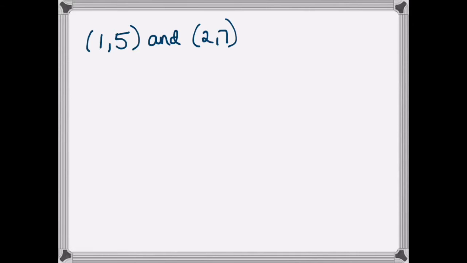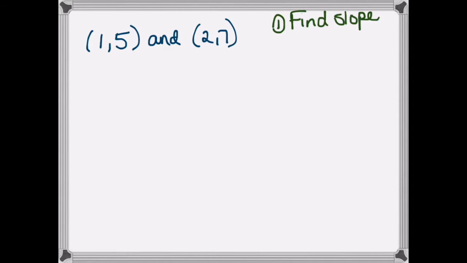So today we're going to be trying to figure out how to find the equation of a line between 2 points. So we'll start with (1, 5) and (2, 7). These are two coordinates that I know are on the line. So the first thing I want to do always is going to be find the slope.